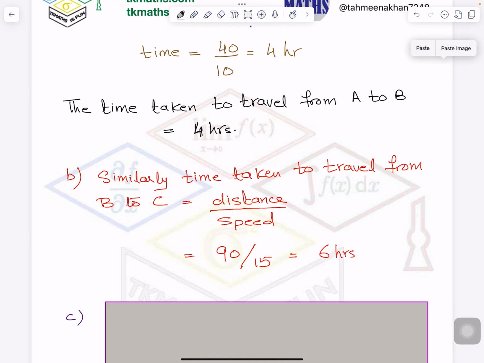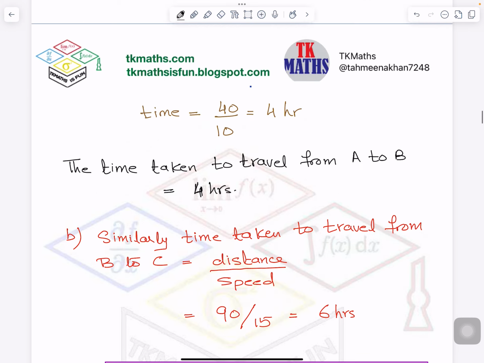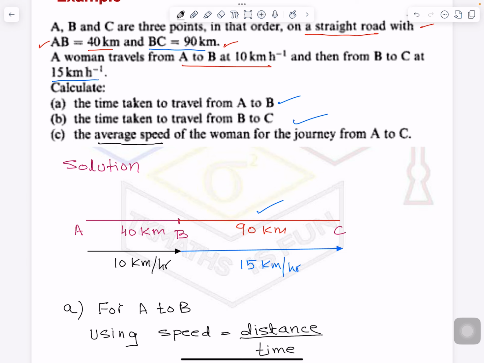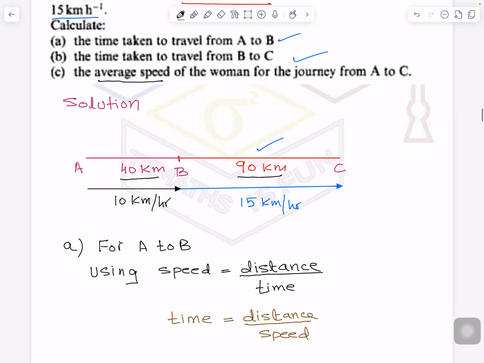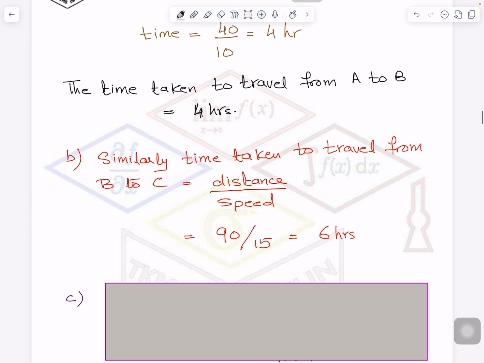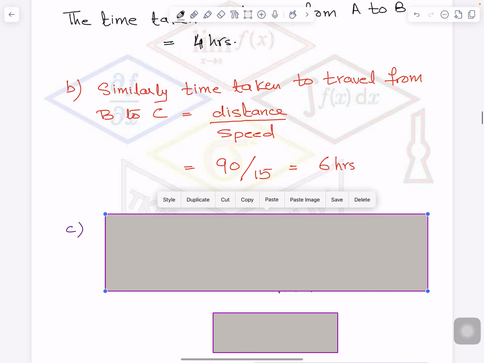Now the last part is important, you have to remember. It was asking for the average speed of the woman for the journey from A to C. So we know average speed is total distance divided by total time. The distance we already have from the question. 40 plus 90 is what? 130, right? And then the total time we have just calculated in two parts, 4 hours and 6 hours. So we can add this up and we will get our total distance and total time. So you got the average speed 13 kilometer per hour.